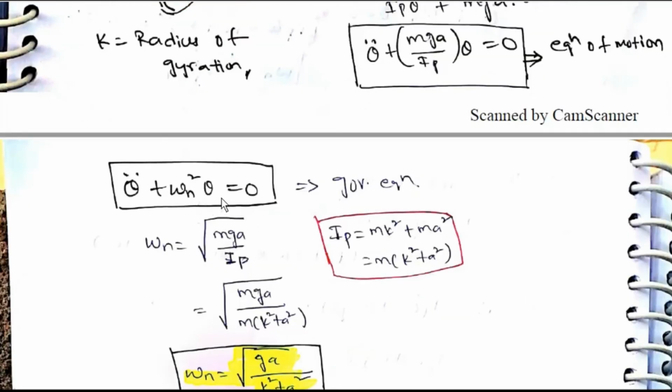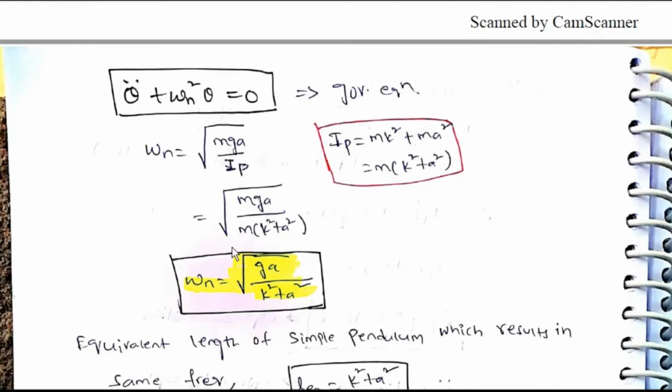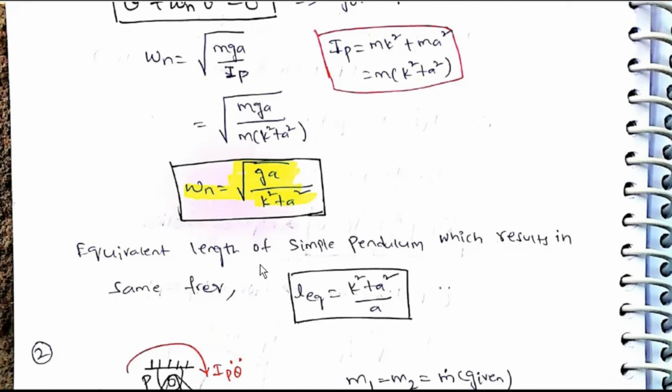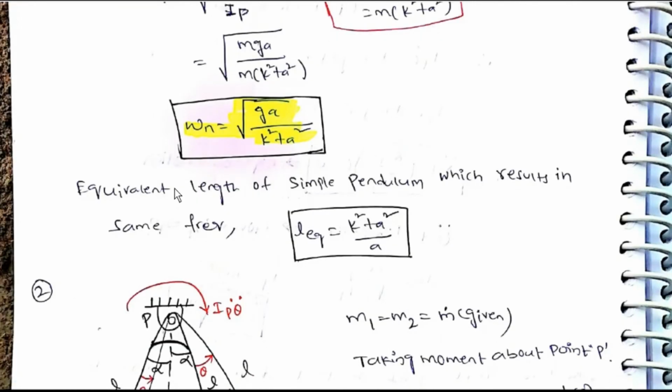Theta double dot plus omega n square into theta is equal to 0. Governing equation: omega n is equal to root of mga by Ip. Ip is equal to mk square plus ma square, which is m into (k square plus a square). Omega n is equal to root of mga by m into (k square plus a square). Omega n is equal to root of ga by (k square plus a square).